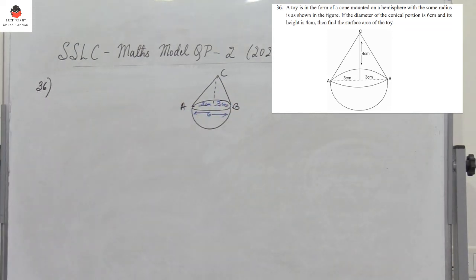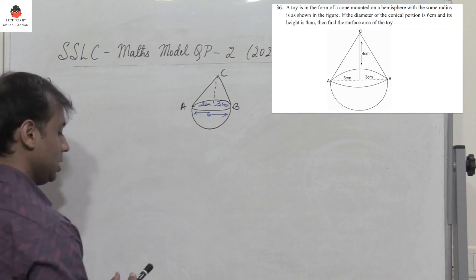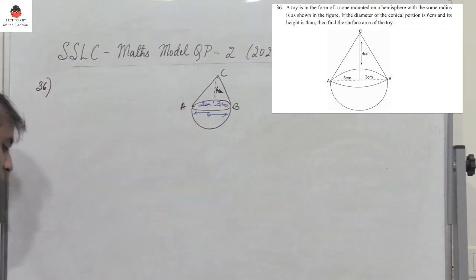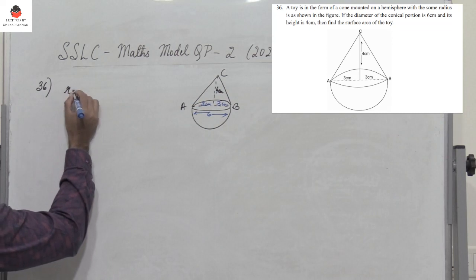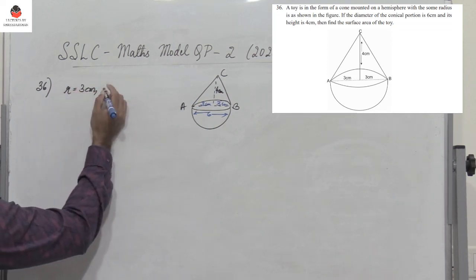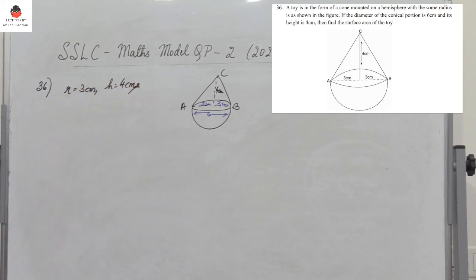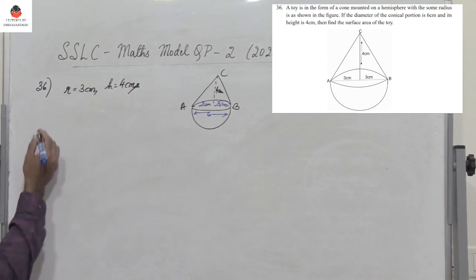What else has been given? It's been given that the height is 4 centimeters. We need to find the total surface area of the toy. Therefore we have r equals 3 centimeters and the height equals 4 centimeters. So I need to find the surface area.